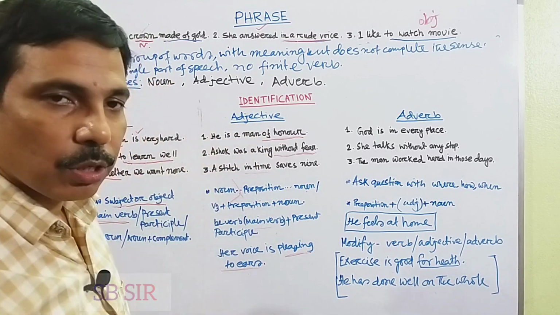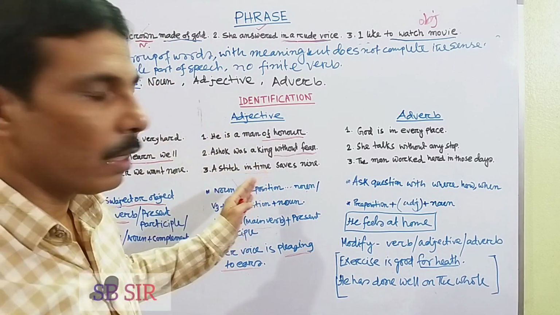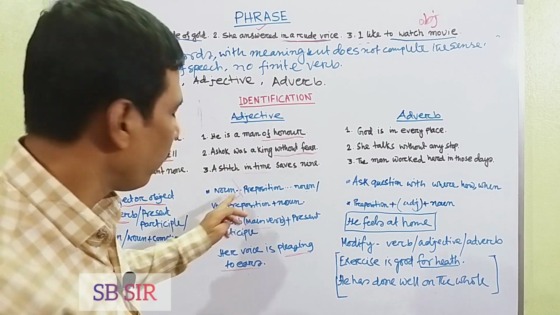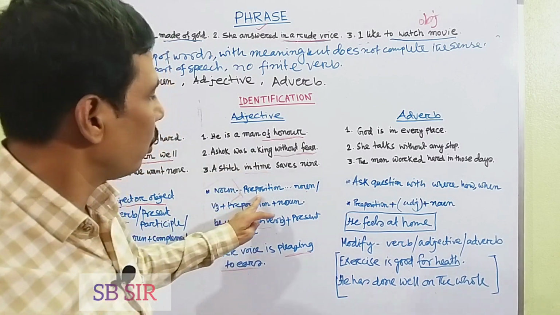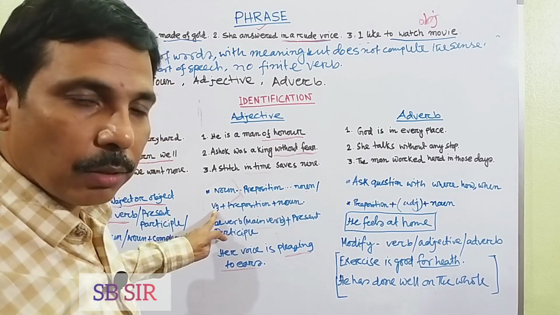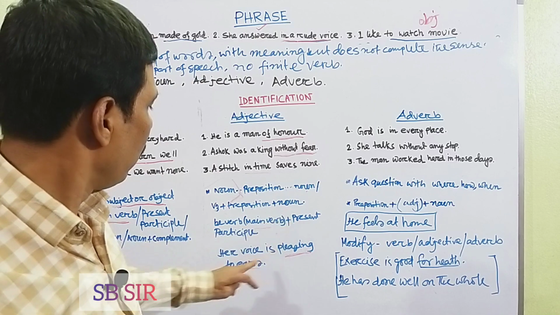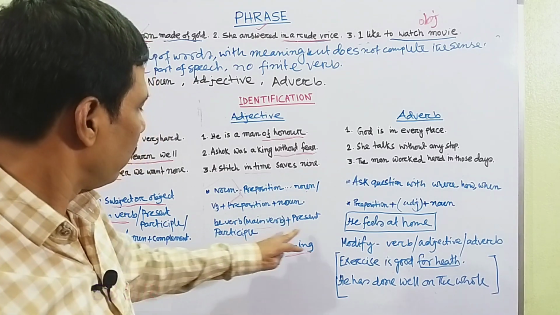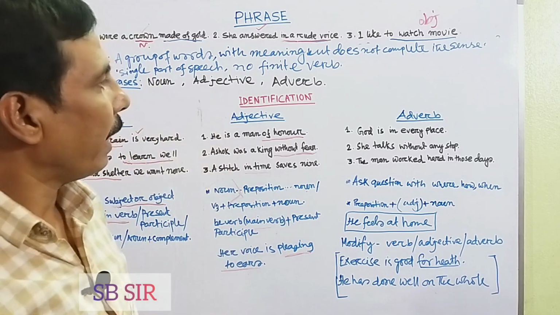So here are the tricks of adjective phrase. An adjective phrase is generally used after a noun. Remember, after a noun its form is preposition, then any word, last noun, or verb 3 past participle form, preposition, noun, or be verb, when be verb is main verb, then present participle. This is the form of an adjective phrase.